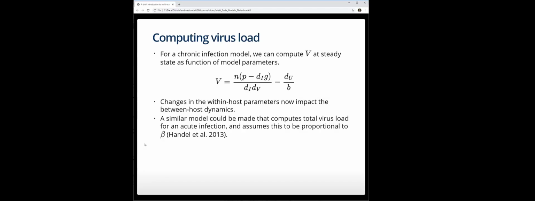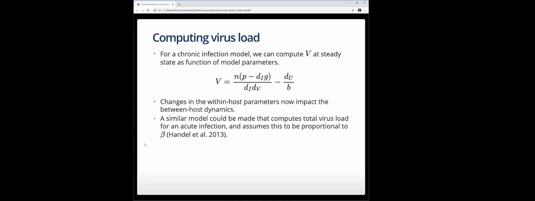So how can you analyze that? There are two ways. If you have a chronic infection model, you can compute the virus load at steady state. And here's the expression for that. Now you see how the parameters of the within host model impact the between host dynamics. So if, let's say, the birth rate of uninfected cells, n, goes up, that means at steady state the virus load goes up. And that means this will affect transmission at the population level. So this is how they are linked.